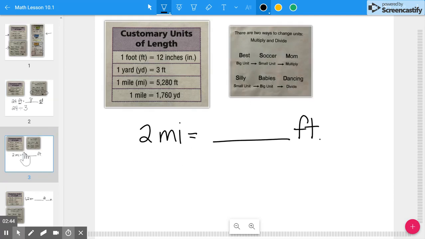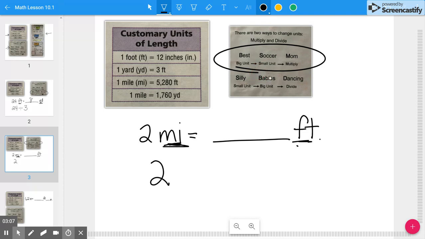Let's do another problem. 2 miles equals how many feet? Well, I'm going to start with the number that I am given. The number I'm given is 2. Now, my second step is I need to decide, am I going best soccer mom or silly babies dancing? I know that a mile is bigger than a foot. So since it's big to small, I'm going to use best soccer mom. That means I need to multiply. So I'm going to put my multiplication symbol.